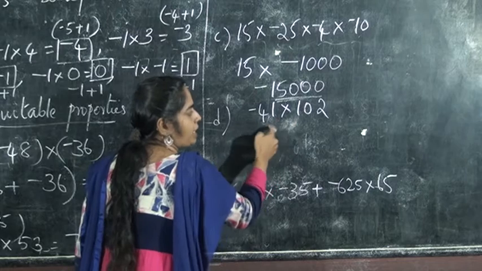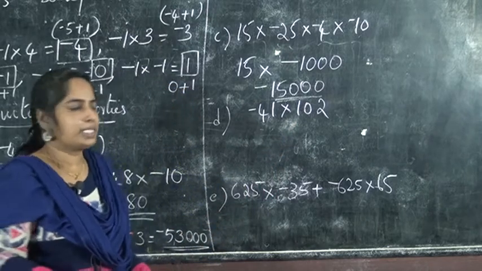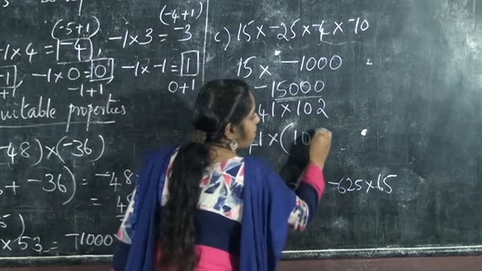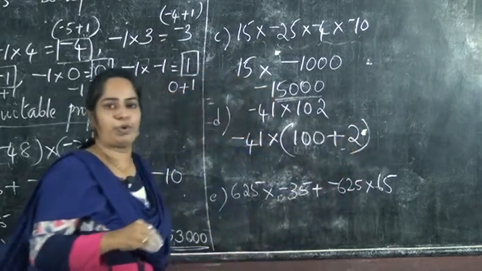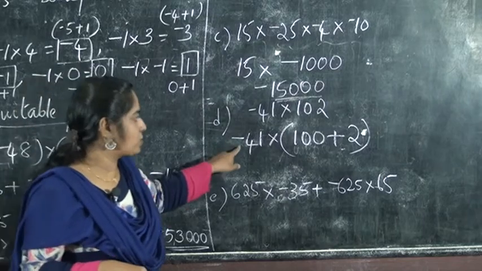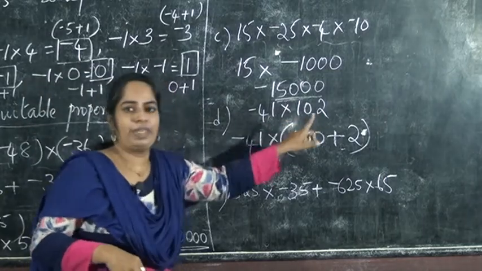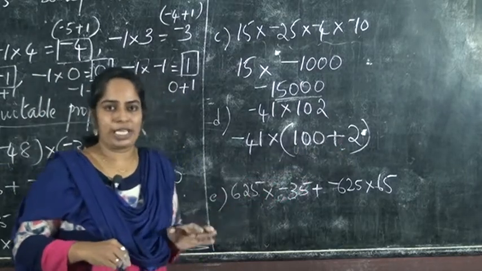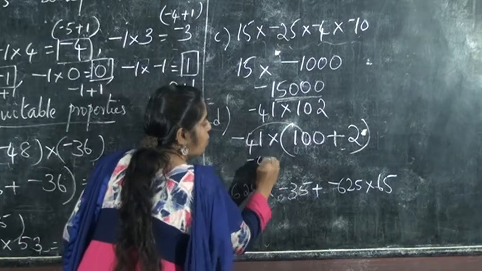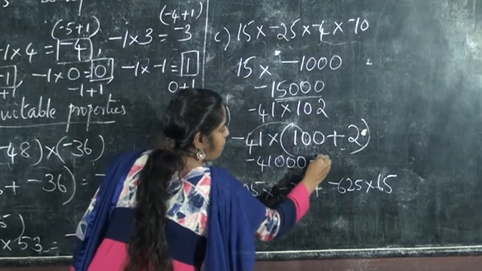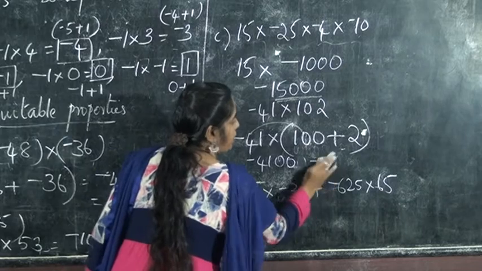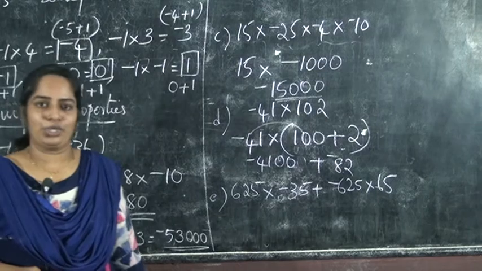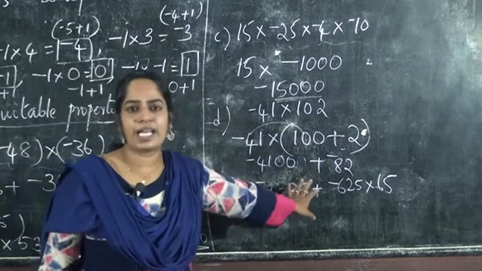Here minus 41 into 102. How will you do this? This also has an easy way. 41 into 100 plus 2. This is distributive property again, we can do, isn't it? Minus 41 into 102. We can cut it off and expand it as 100 plus 2. Okay, children? So here minus 41000 plus minus 41 into 2. What is 41 into 2? 82. So minus 82. Okay, children, you will find that answer, isn't it?